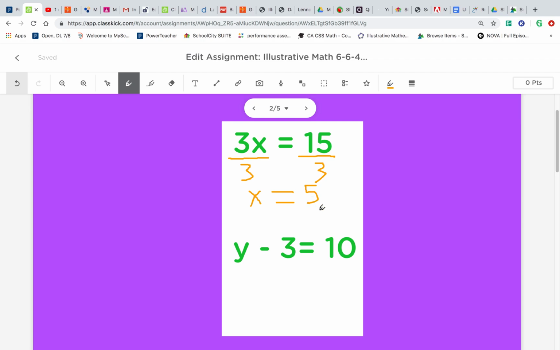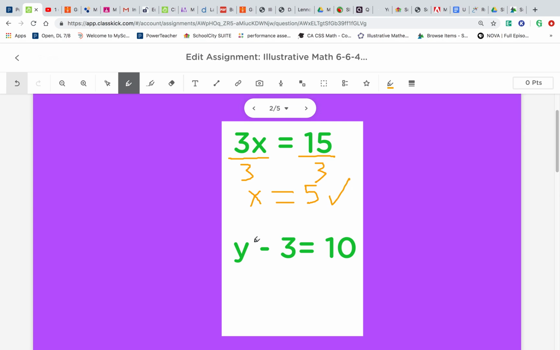All right? And so if we wanted to check it, we could put 5 back into the place of x. And so instead of it saying 3 times x equals 15, we can say 3 times 5 equals 15. And is that true? Yes, 3 times 5 is 15. So that's how we know that this is our answer. We can check that off. We can be certain that's the answer.